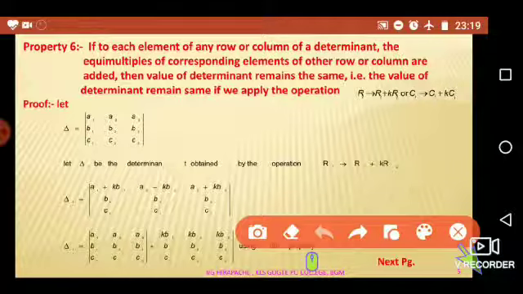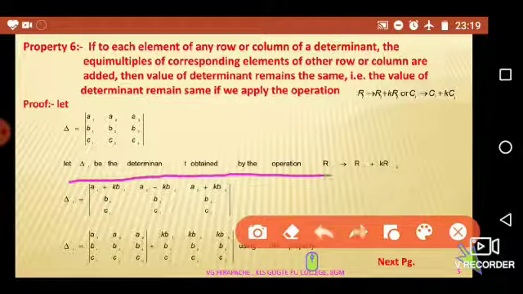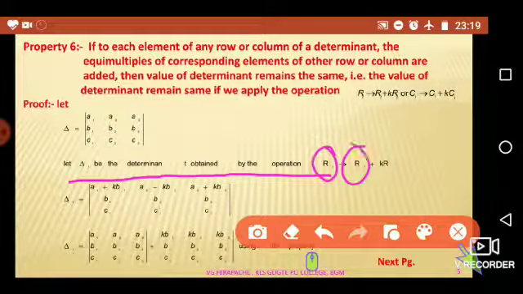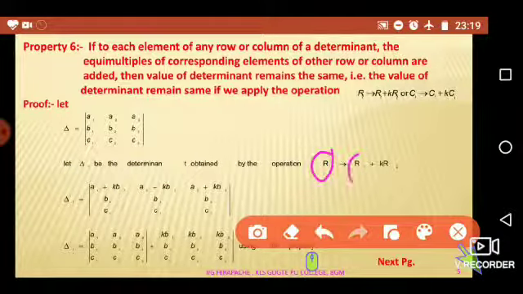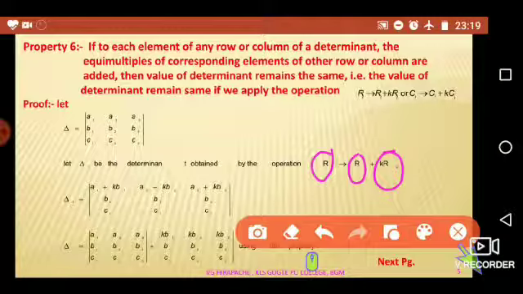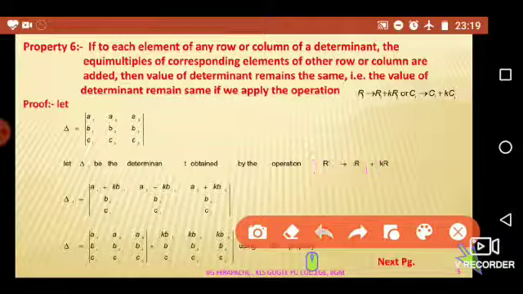Let delta 1 be the determinant obtained by changing the first row: R1 is replaced by R1 plus k times some other row, either R2 or R3. Here I have taken R1 changes to R1 plus k times R2. This means we add the corresponding elements of the first row with k times the corresponding elements of the other row. In this case, the value of the determinant remains the same. Now let me begin with this property.